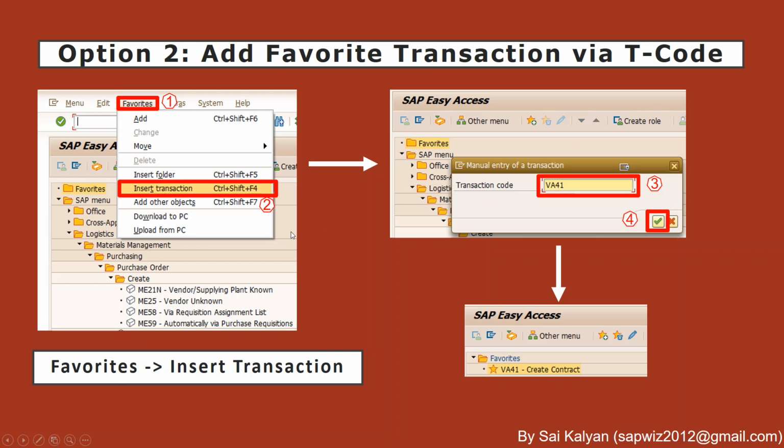Now the second option is to add the favorite transaction via the transaction code. If you see here, you have to go to this favorites button. Then you click on insert transaction. Once you click on the insert transaction, you will see a pop-up here, manual entry of a transaction. In this, you need to enter the transaction code that you want to consider as a favorite. Then you just press enter. Once you press enter, it will automatically get added into the favorites folder as you see here.